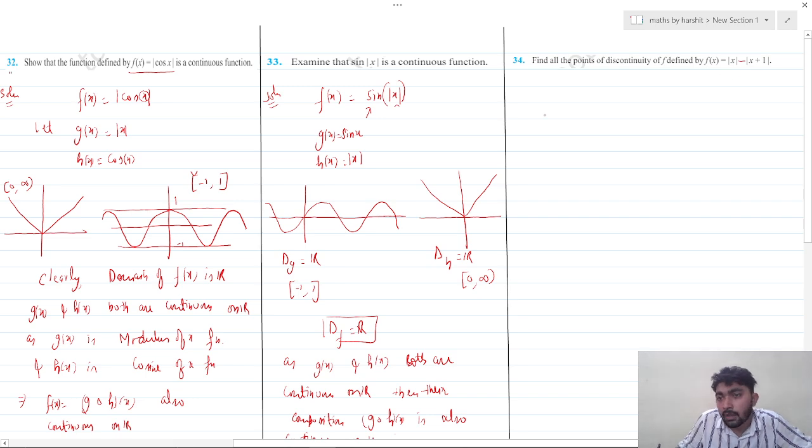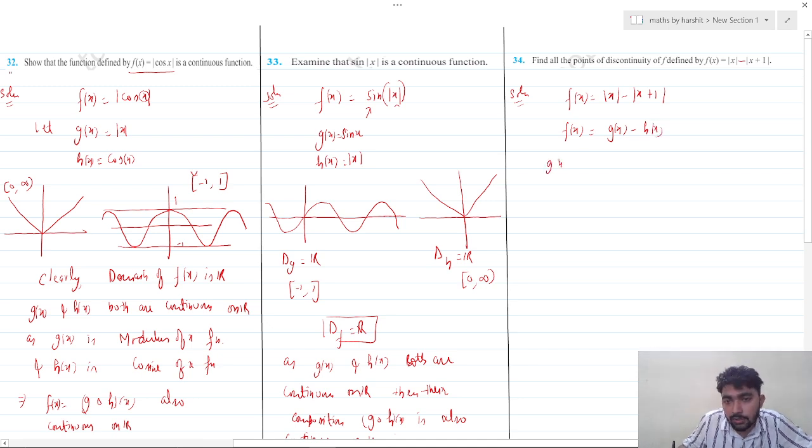Here you can observe that this is the solution. Your f of x is mod of x minus mod of x plus 1. So f of x is written in the format of g of x minus h of x. What is g of x? Our g of x is mod of x, and our h of x is mod of x plus 1.